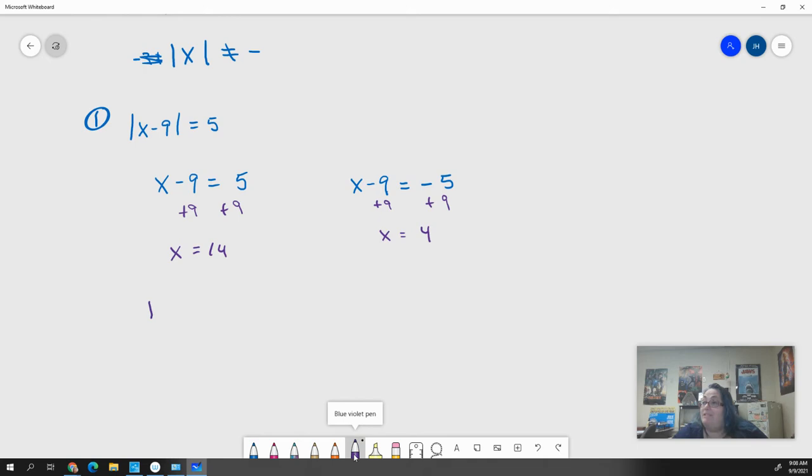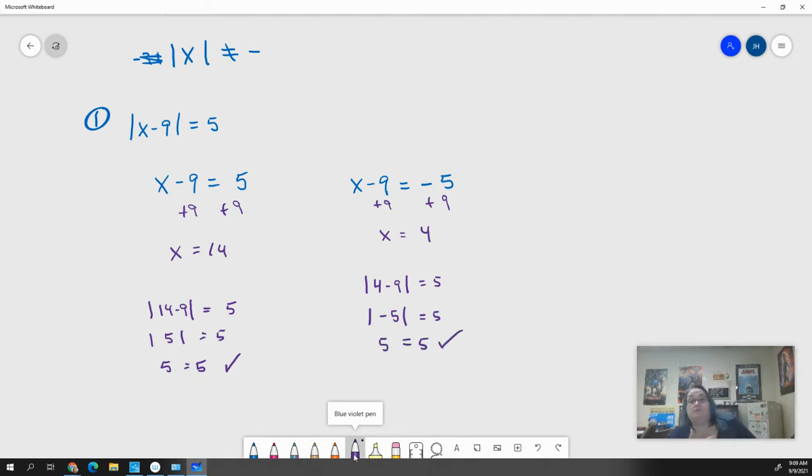So if I plug in 14, I would have the absolute value of 14 minus 9 equals 5. That's the absolute value of 5 equals 5, and the absolute value of 5 is just 5 equals 5. So this is true. We're going to do the same thing with 4. We're going to go the absolute value of 4 minus 9 equals 5. Well, that's the absolute value of negative 5, and the absolute value of negative 5 is just 5. So it is also true. So we've proven that both of these actually work.